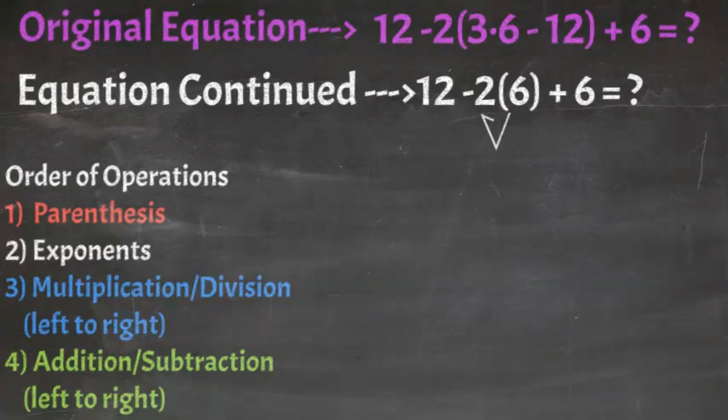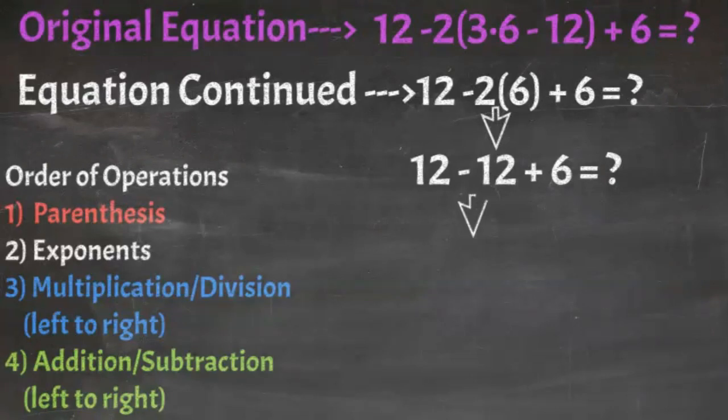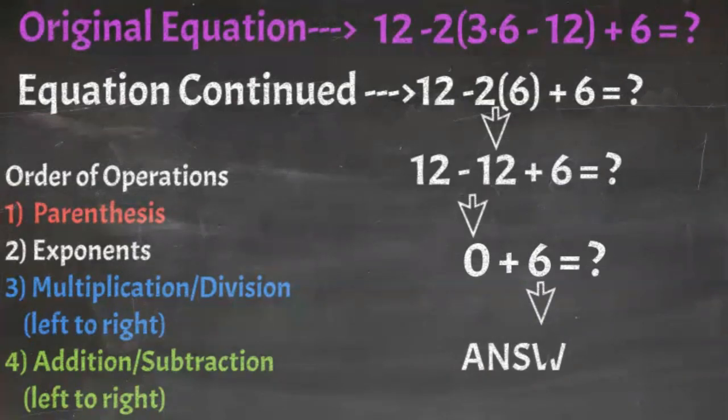So the first thing is we do multiplication or division, so that's a multiplication problem right there. So we get 12 minus 12 plus 6. Then we do 12 minus 12, and we get 0 plus 6. So we do 0 plus 6 now, and we get the answer of 6. That was a basic order of operations problem.